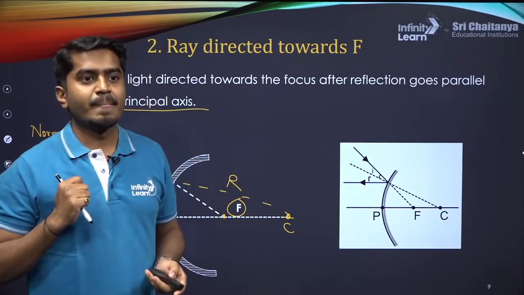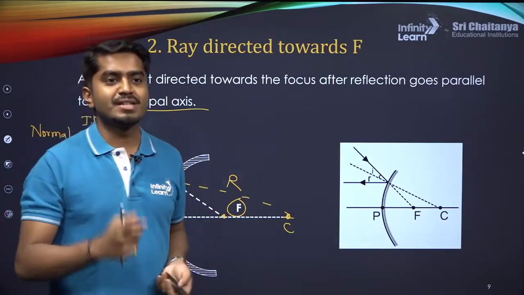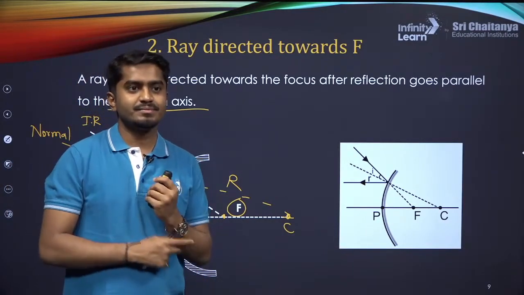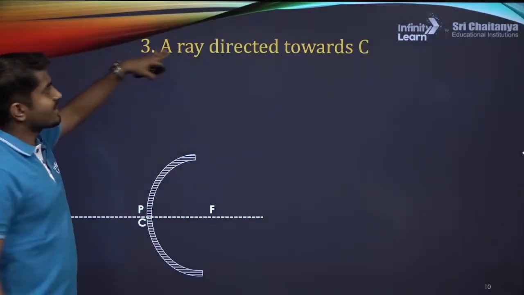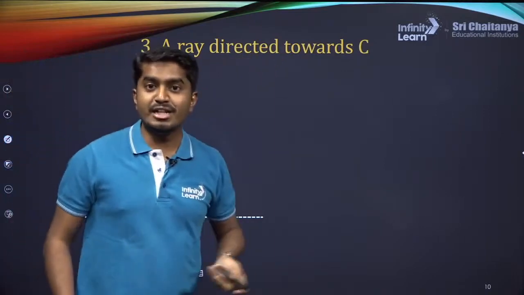There is a second ray. Yes, case 2 is a vice versa of case 1. That is correct. Nice, Anshika. Awesome, correct. Now the third one: a ray is directed towards the center of curvature.